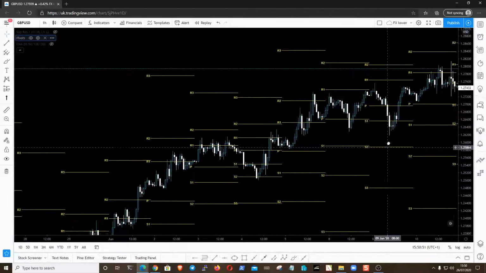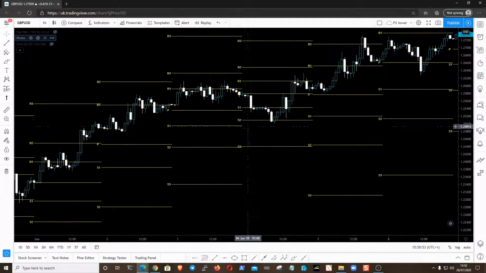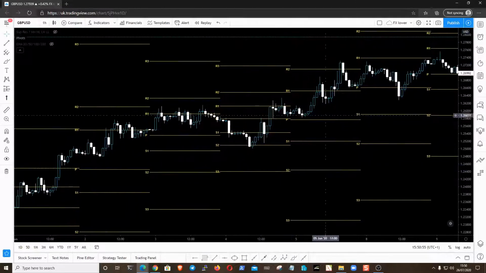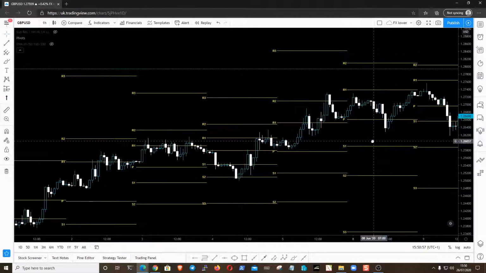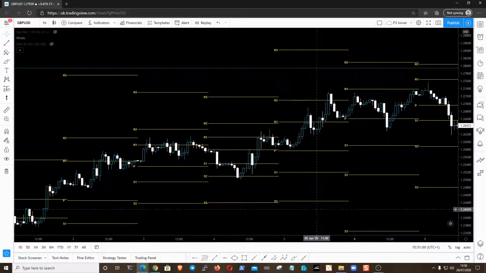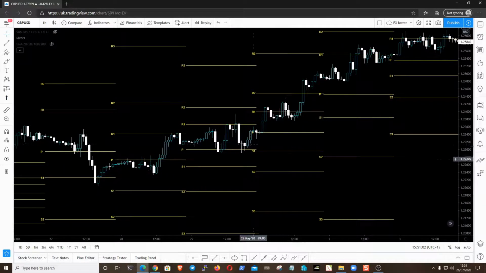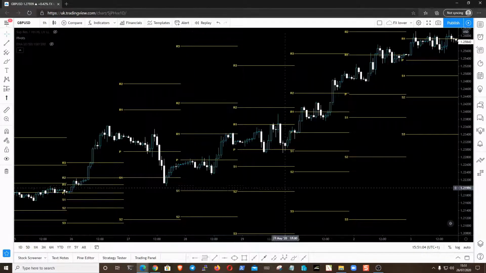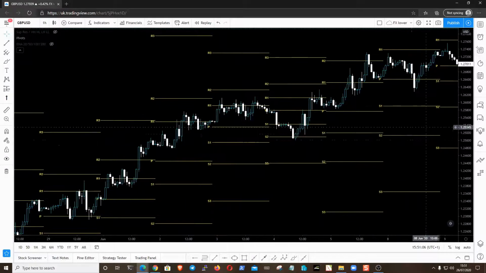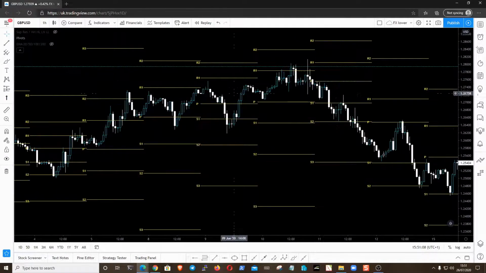So you can go back as far as you want. You'll see rejection again. S2 rejection. R2. You hardly see them up these areas unless they're news. Alright. So yeah, that's how you use pivot points.